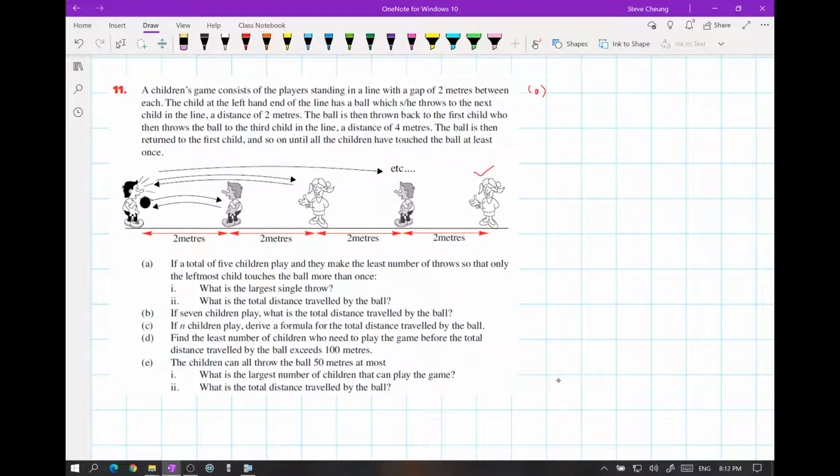Yes. And then it's going back, right? So what is the largest single throw? Oh, okay, I get it. Just kind of odd. Basically, you want 5 children, just like this picture here, right? So what is the shortest throw?